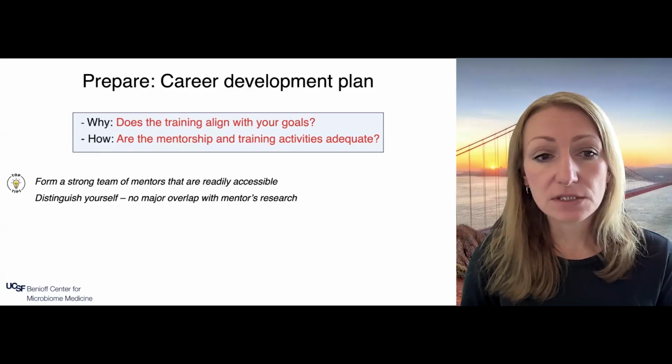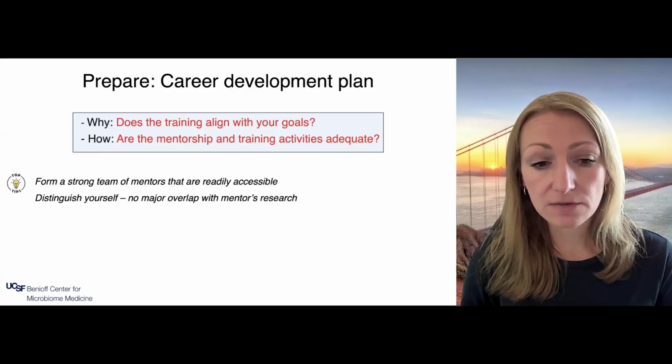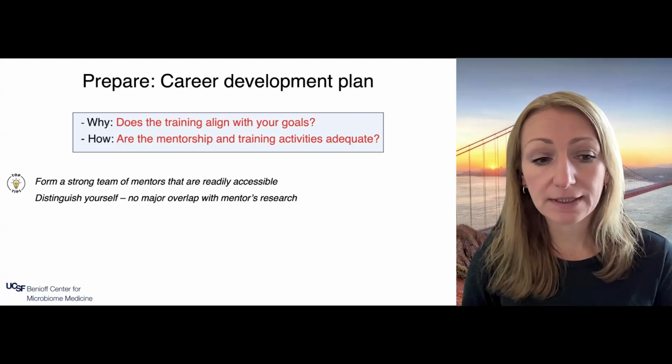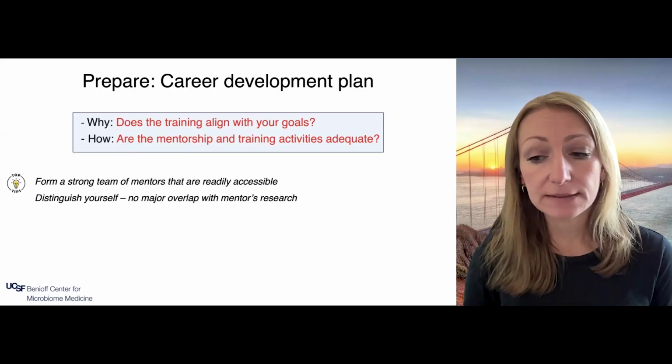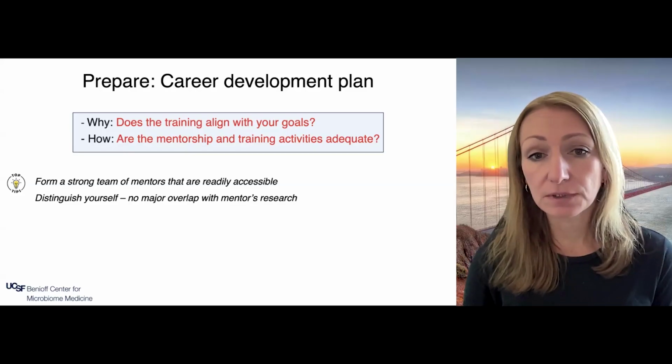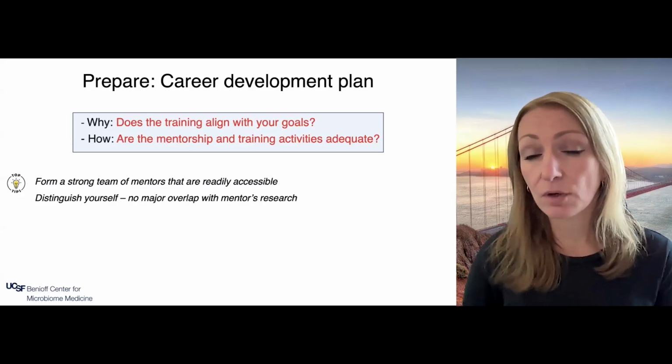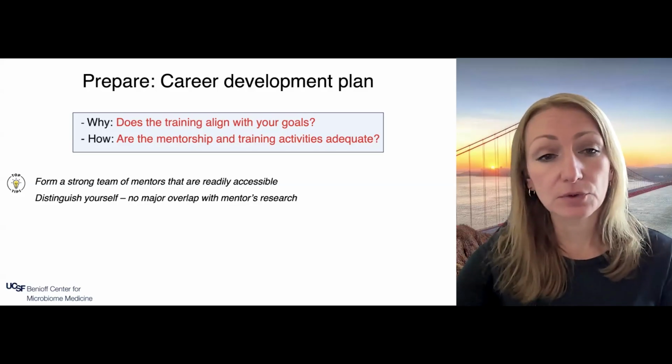And then also distinguish yourself in case of the K99. Again, this is extremely important: to have no major overlap with your mentor's research and to show that you're really undertaking a new career path that is unique but still complementary to your experiences so far.